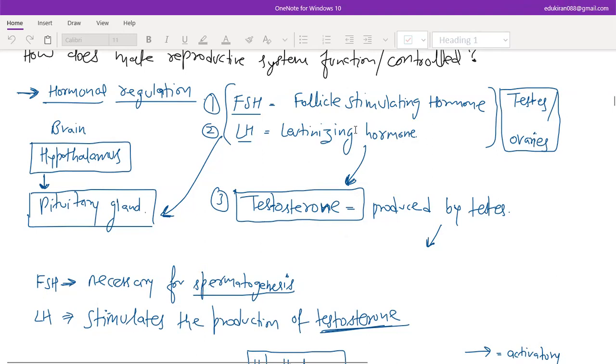Yes. Talking about males, FSH is necessary for spermatogenesis. It starts spermatogenesis. FSH starts spermatogenesis. This is to be remembered. And LH starts the production of testosterone in the testes.